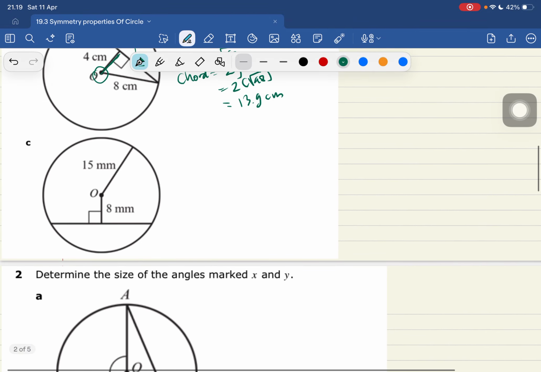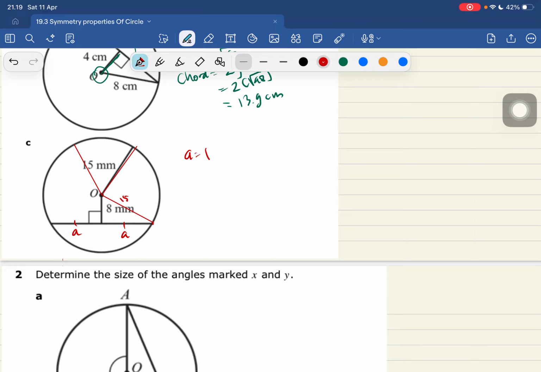C. Okay, we need to find this chord. So let's say this is a, here also a, because when we cut the chord from the center point, they are going to be equal. Here the radius is 15, here also the radius equals 15. So we make a triangle. We got the hypotenuse and the height, so just find a.